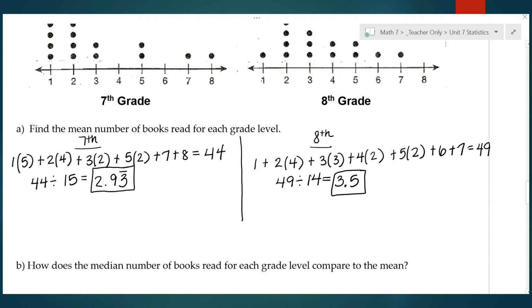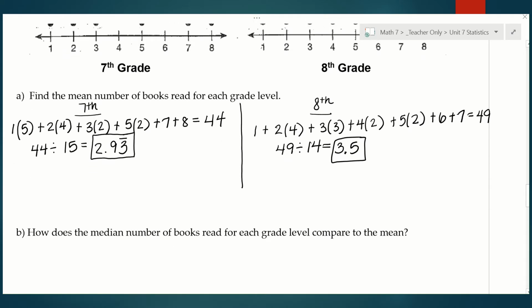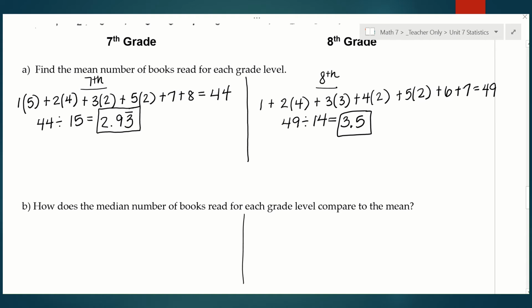Okay, part B. How does the median number of books read for each grade level compare to the mean? All right, so we're being asked to find the median for each and then state whether it is more or less than the mean that we just found. Okay, so again, we're going to do 7th grade and 8th grade here.